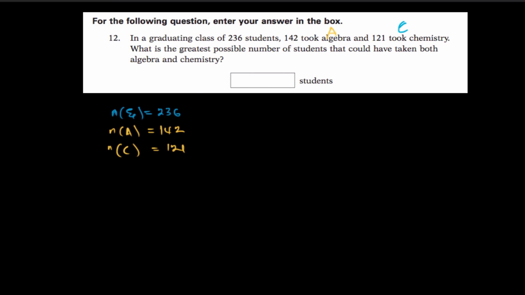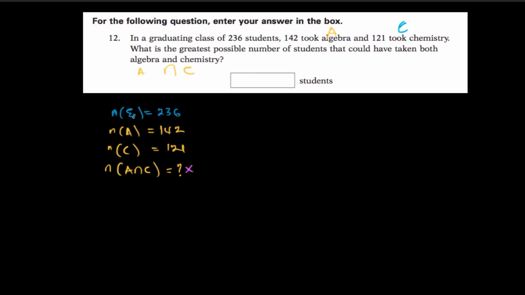Now I'm told to find the greatest possible number of students that could have taken both algebra and chemistry. So how do we represent that? Algebra and chemistry is the intersection of algebra and chemistry, so that is A intersection C. What I want to find is the number of students that took algebra and chemistry. Since I do not know that number, I'm going to call it X. Alright, so let's go ahead and solve this problem.